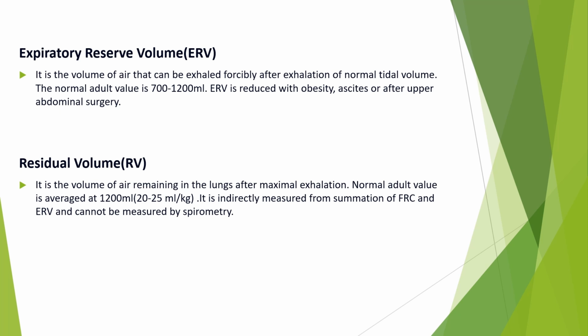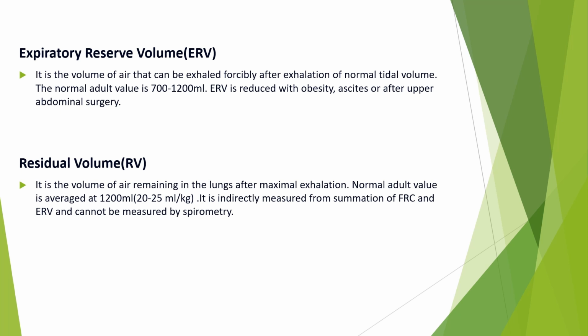Third volume is the expiratory reserve volume. It is the volume of air that can be exhaled forcibly after exhalation of normal tidal volume. The normal adult value is 700 to 1200 ml. ERV is reduced with obesity, ascites, or after upper abdominal surgery.